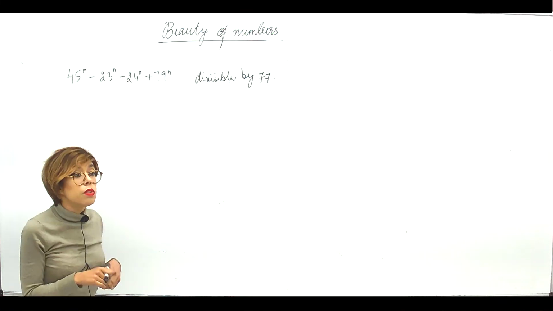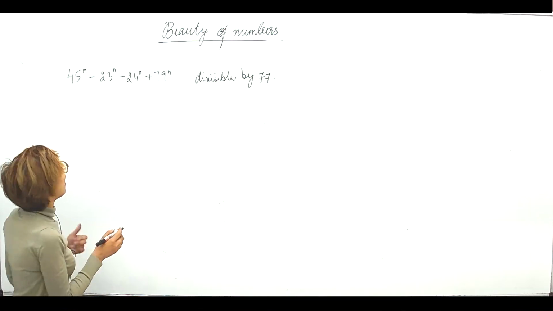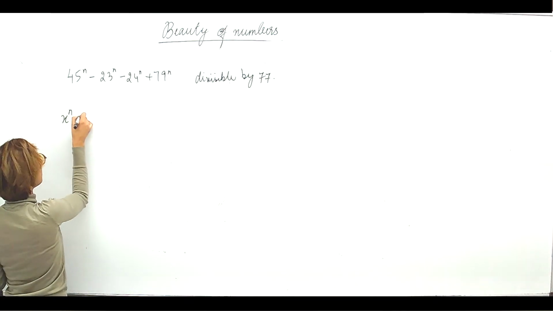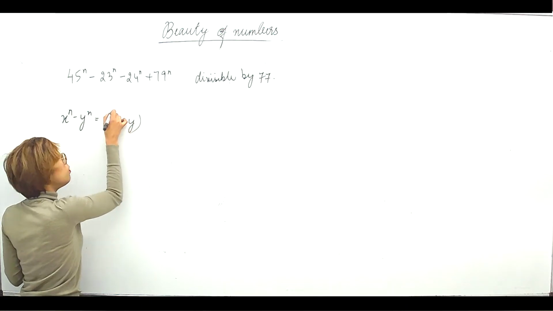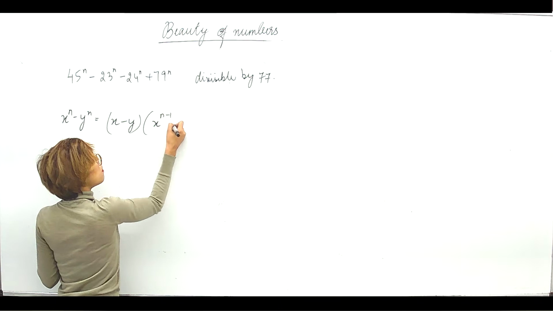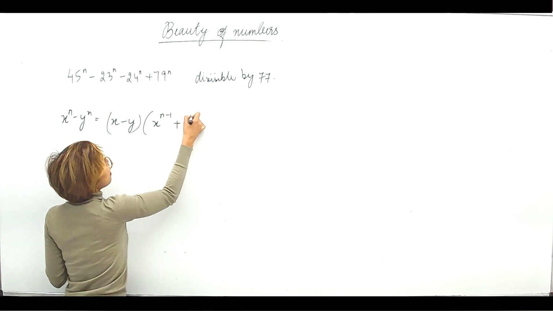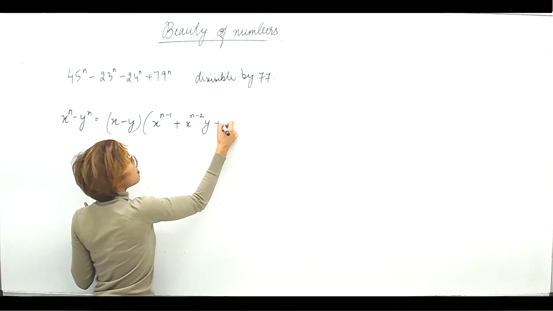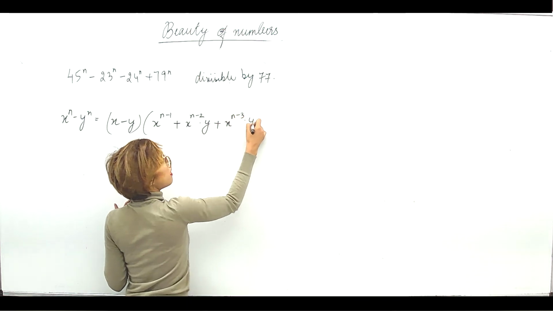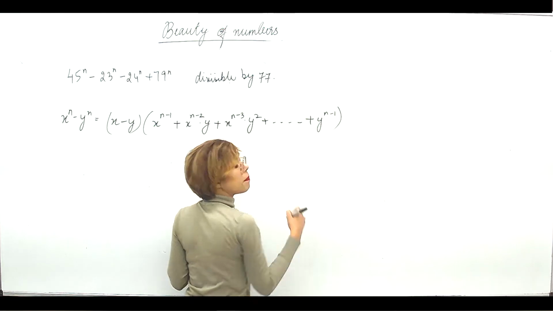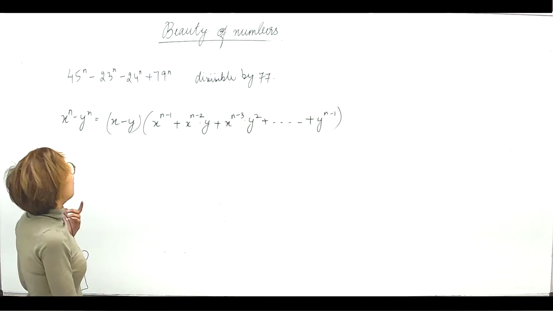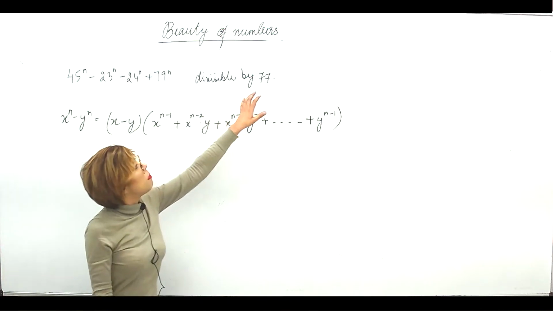First of all, the formula should be remembered, right? Now I know that x raised by n minus y raised by n is nothing but x minus y into x raised by n minus 1 plus x raised by n minus 2 into y plus x raised by n minus 3 into y square plus so on plus y raised by n minus 1. Right? Now I need to prove that this is divisible by 77.